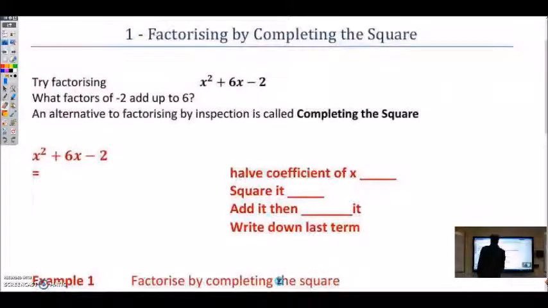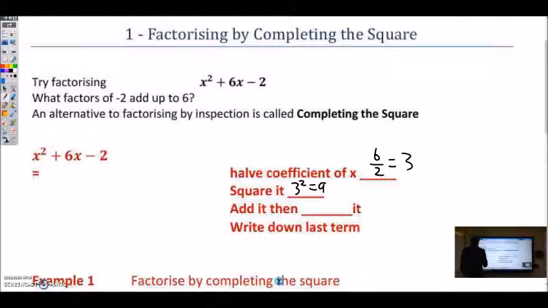So to start off with, we are going to halve the coefficient of x. The coefficient of x in this case is 6. So the first thing we're going to do is say that 6 divided by 2 is equal to 3. Then we're going to square our answer to that. So 3 squared is equal to 9. We're going to add it and subtract it.